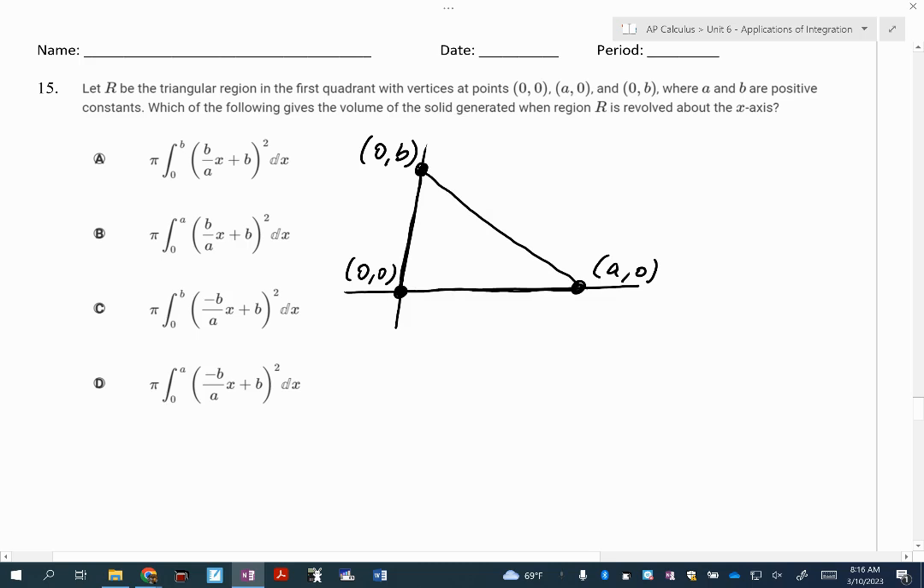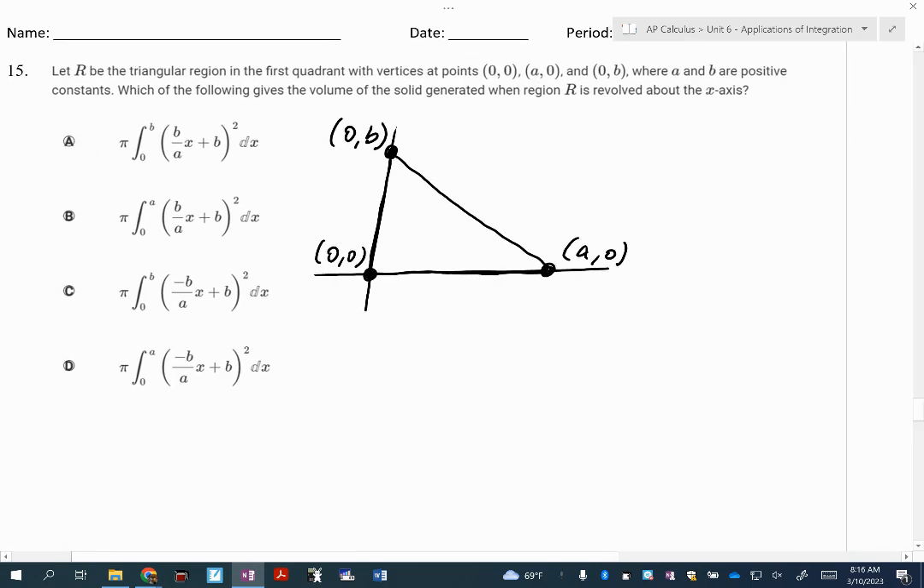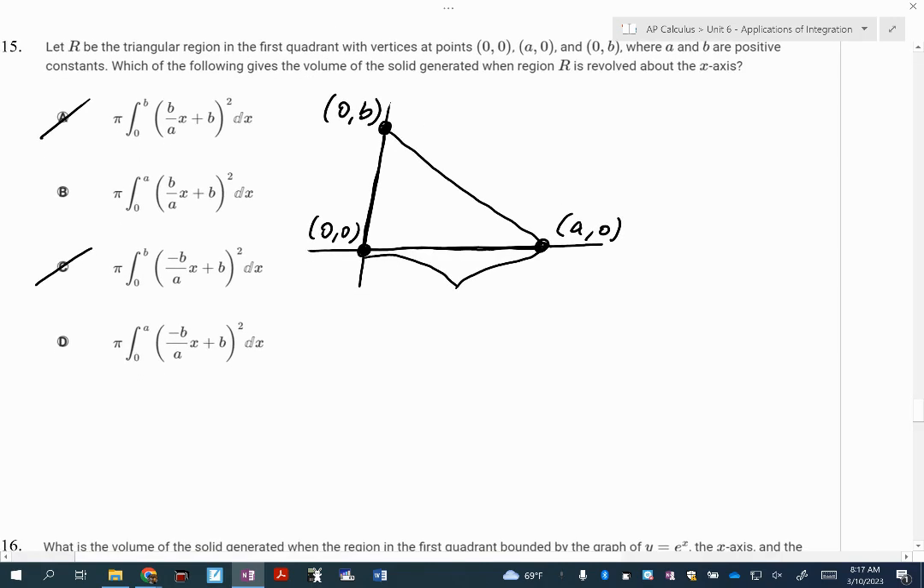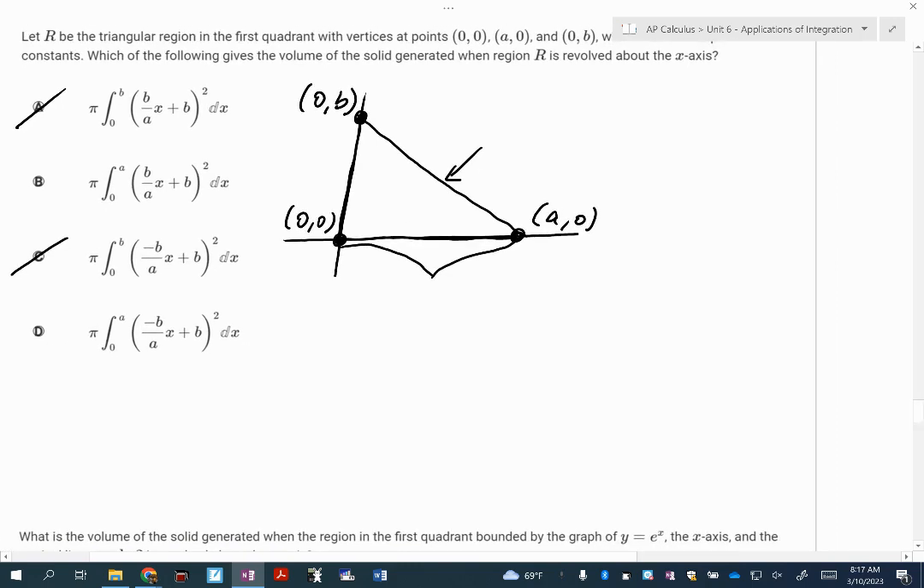We are going to revolve this around the x-axis, so that's kind of nice. I don't need to worry about changing the function in terms of solving for x. So we're going to have dx as our answer. And the first thing I notice is we're going from 0 to a. So I'm crossing out a and I'm crossing out c because those are not going from 0 to a when you're revolving around the x-axis. So really the main question is what is this function? Well, it's a line. So if I want to write this, I'm going to think slope-intercept form.